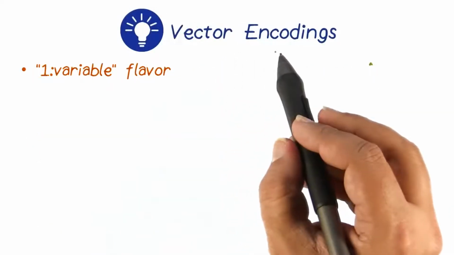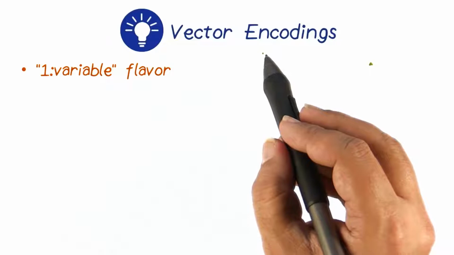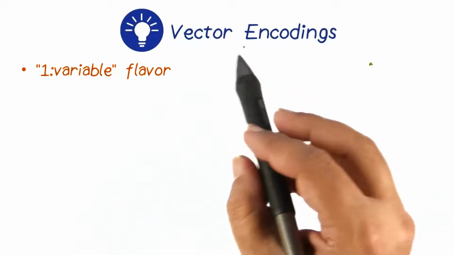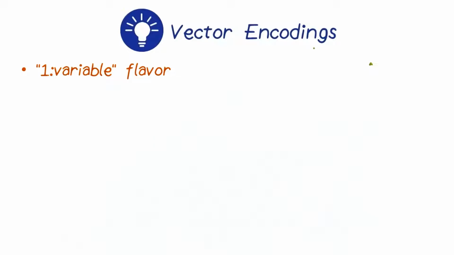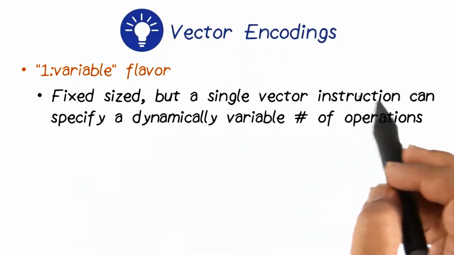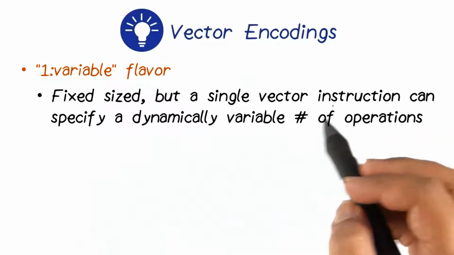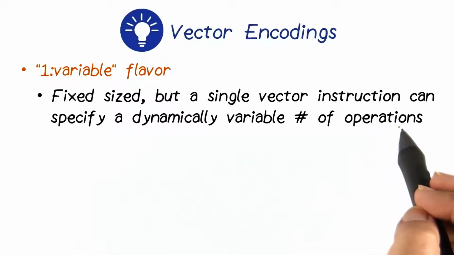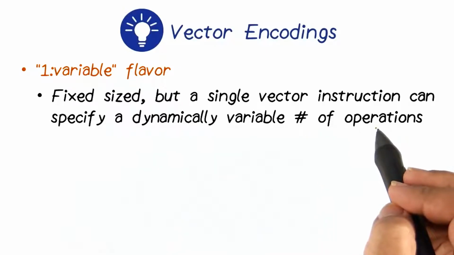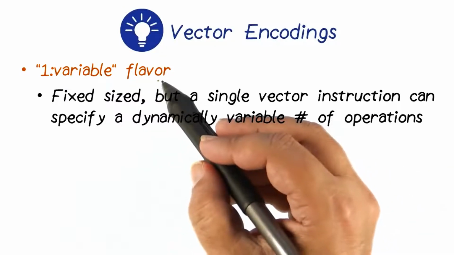What is the other important class of processors that are used in embedded computing? One of them could be a vector encoding and vector processors. Much of the media processing could occur as vector processing. There's a lot of data, and so there is a single vector instruction, but there could be a variable number of operations it could do depending on the number of data items it processes. And so this is called one variable flavor.